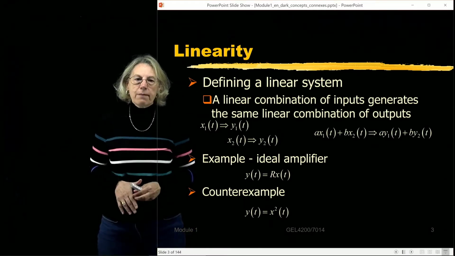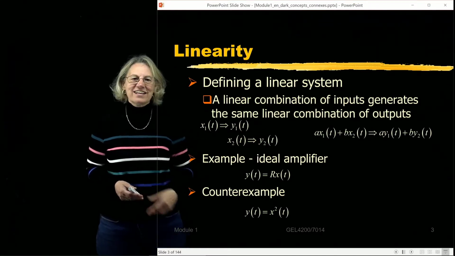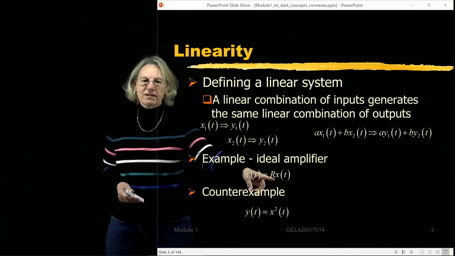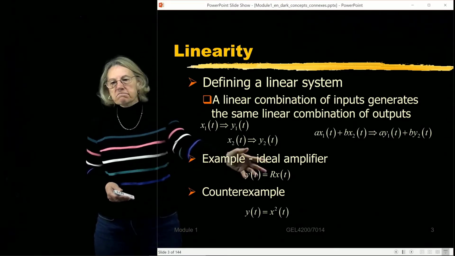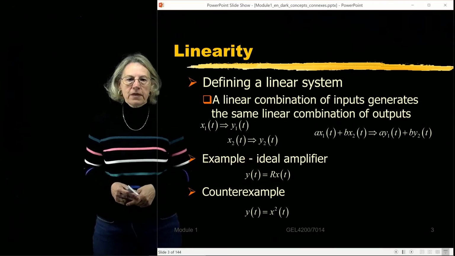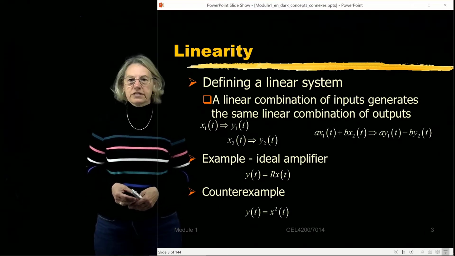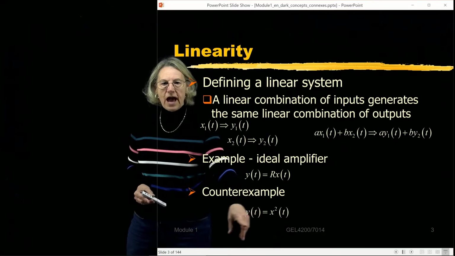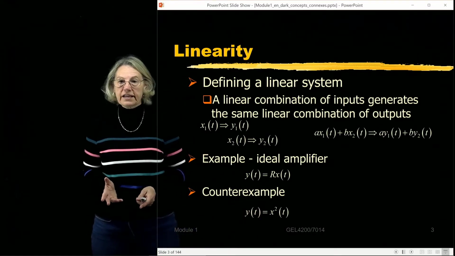Linearity. An example would be an ideal amplifier. An ideal amplifier would take the input signal and simply multiply by the gain R. So in this case, clearly it's linear. A counterexample would be a square law detector, for instance, a photodetector. In this case, the output of the system is equal to the input squared, so clearly not linear.